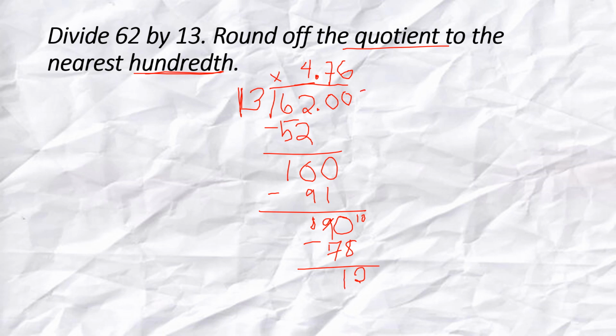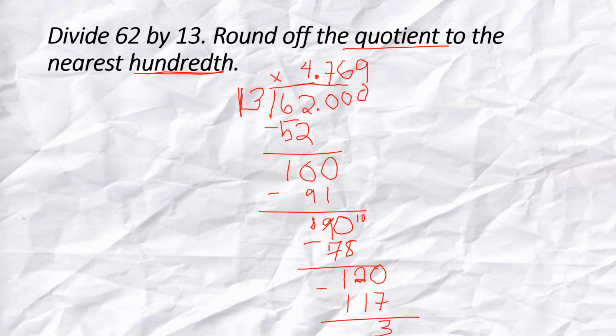We add another 0. Bring down the number 0. We now divide 120 divided by 13. The answer here is 9. 9 times 13, so we have 7, 1, 1, and then we subtract. 120 minus 117 is 3.